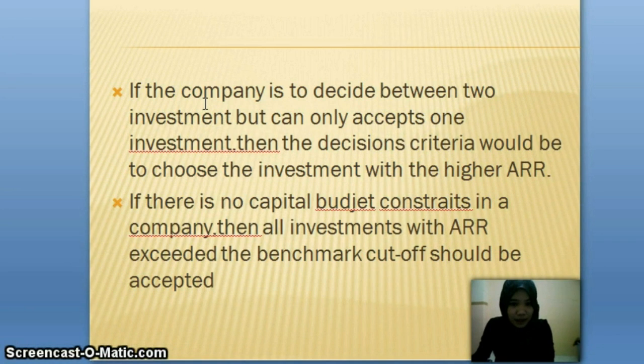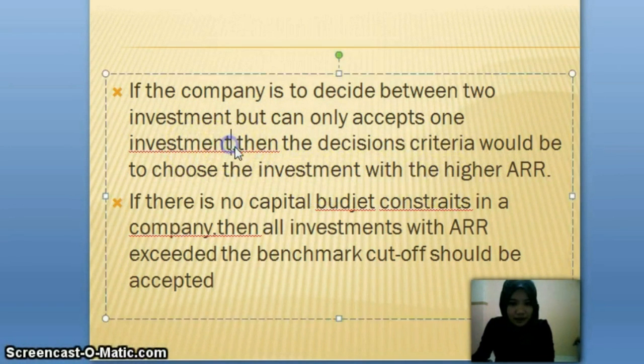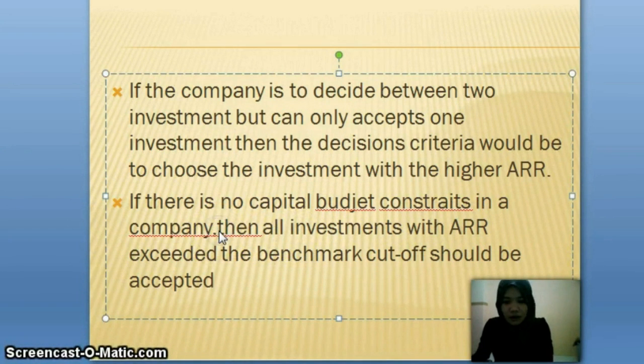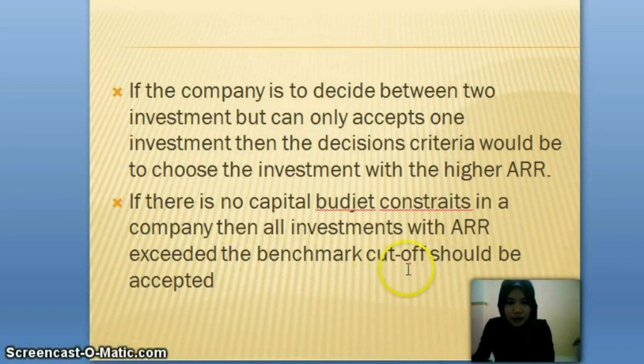But if the company is to decide between two investments but can only accept one investment, then the decision criterion will be to choose the investment with the higher ARR. If there is no capital budget constraint in the company, then all investments whose ARR exceeds the benchmark cut-off should be accepted.